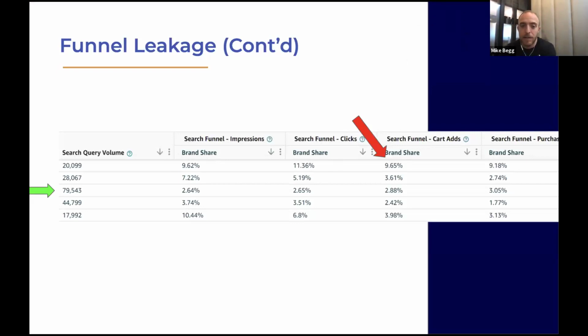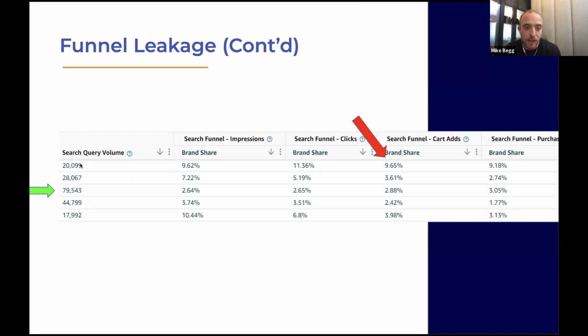It could be your product images. It could be the keyword that you are showing up for is not detailed well enough in the product detail pages. You're really going to need to diagnose what's going on here. But using the search analytics report in brand analytics is going to give you really good insight into where you should focus your time and your effort.